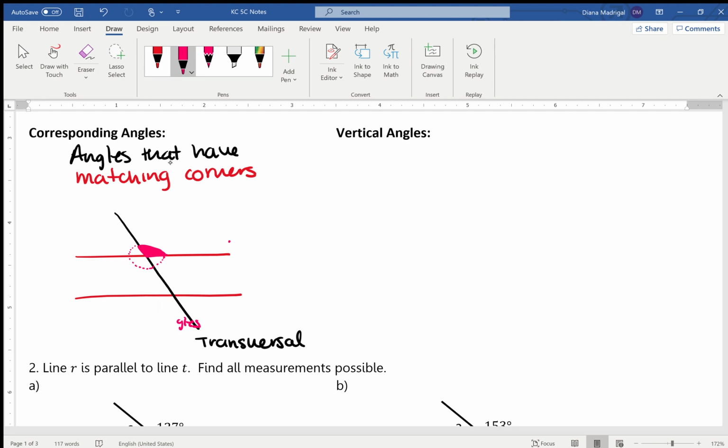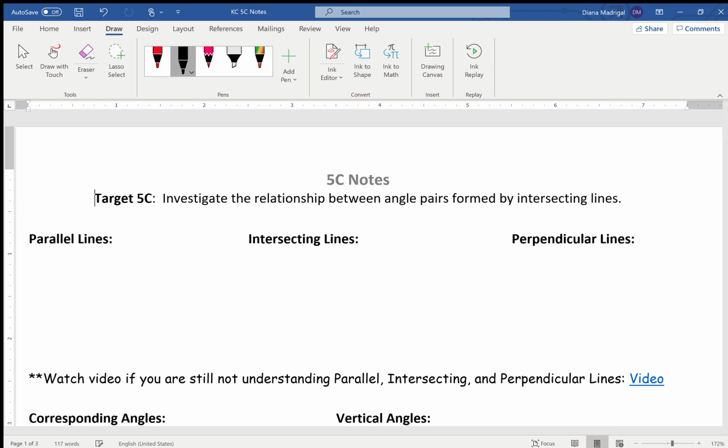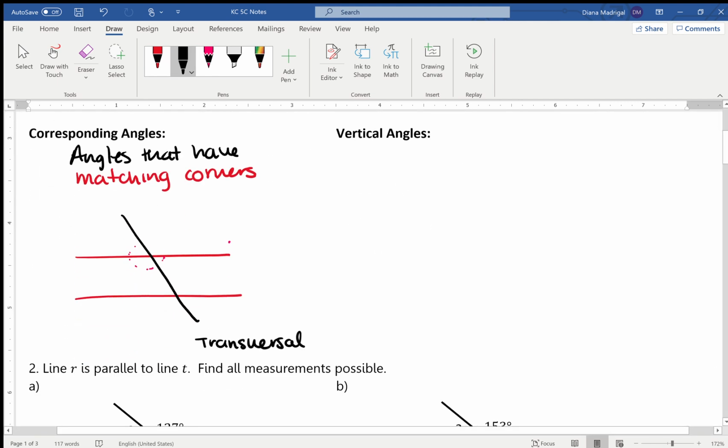So, for example, oops, I deleted the transversal. We can put it back in here. Okay. So, again, let's name them by alphabet order. There you go. So I'm going to have angle A, angle B, angle C, angle D, angle E, F, G, H. Okay? Technically, angle A, B, C, and D is the same thing as angle E, F, G, and H.